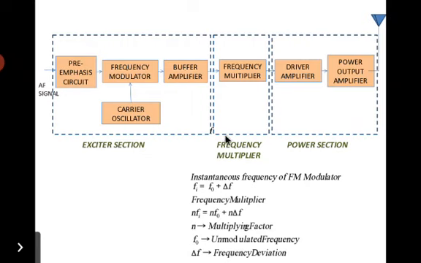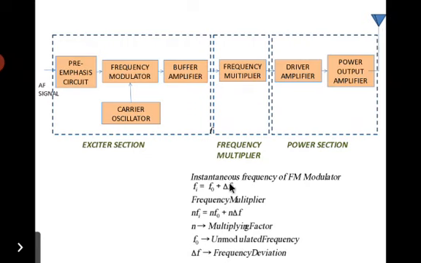Now let us see the function of a frequency multiplier. A stable oscillation frequency at a lower radio frequency is generated by a carrier oscillator, and this signal frequency is then raised to a final carrier by the frequency multiplier. The multiplier circuit not only increases the carrier frequency but also the frequency deviation by the same factor. That is, with the frequency multiplication, the instantaneous frequency is multiplied.